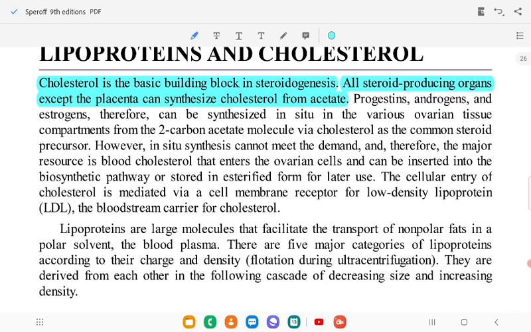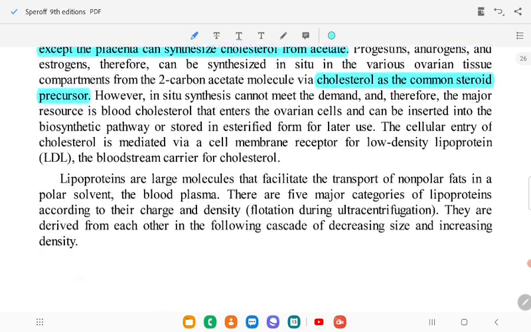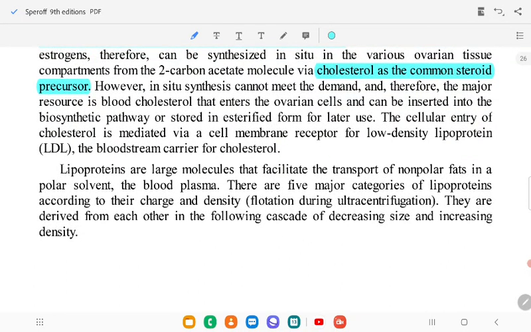So cholesterol is the common steroid precursor. However, in situ synthesis cannot meet the demand. So the major resource is blood cholesterol taken into the ovarian cells, which can be inserted into the biosynthetic pathway or stored in ester form for later use. So the cholesterol uptake from blood saturates the cholesterol that enters the ovarian cells.